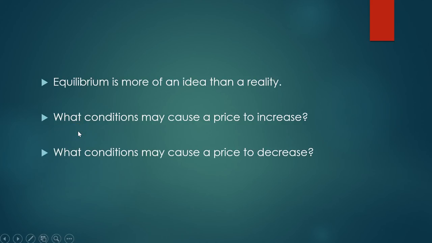And when it comes to what conditions may cause a price to decrease, you want to think about it the opposite way. If there is a really good harvest of corn for a summer in the state of Illinois, and there's lots of corn to go around, then corn is going to be at a lower price in the grocery store.